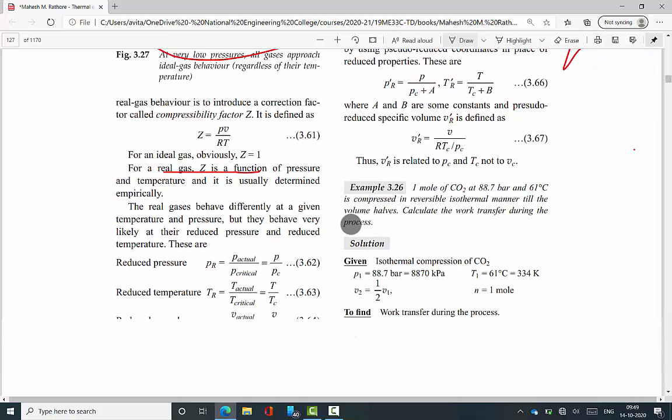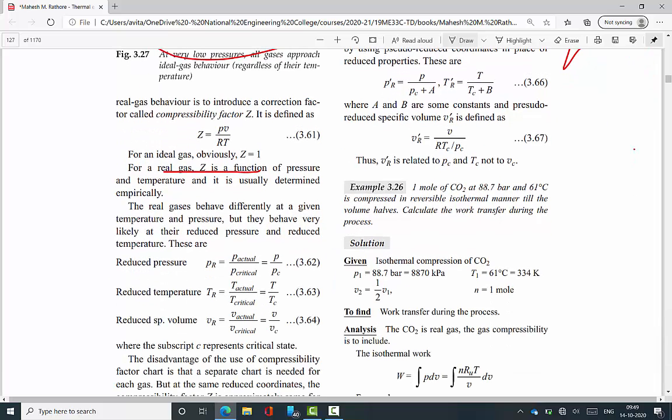Here the book says the word reduced pressure. Reduced pressure is nothing but PR equal to P actual divided by P critical. P actual means current pressure. P critical means critical pressure of a particular substance. All substances have a critical pressure.